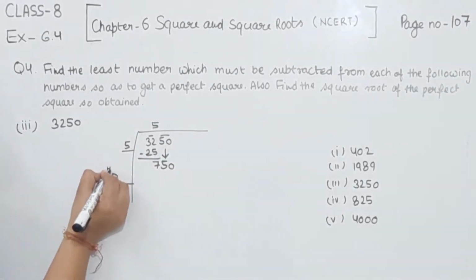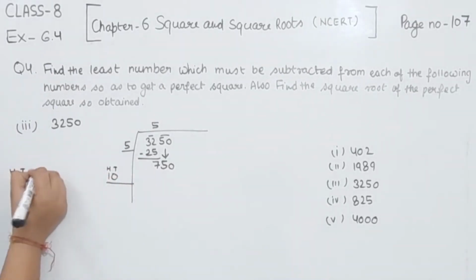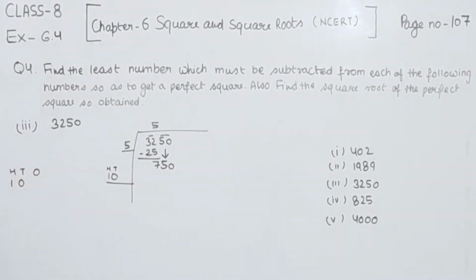Now this is the hundreds place, this is the tens place we are having. We have to find the ones place here. So I'm going to take the number as 7. Now 7 7s are 49. Carry 4. Now 4 and 7 ones are 7. So we are having 749.